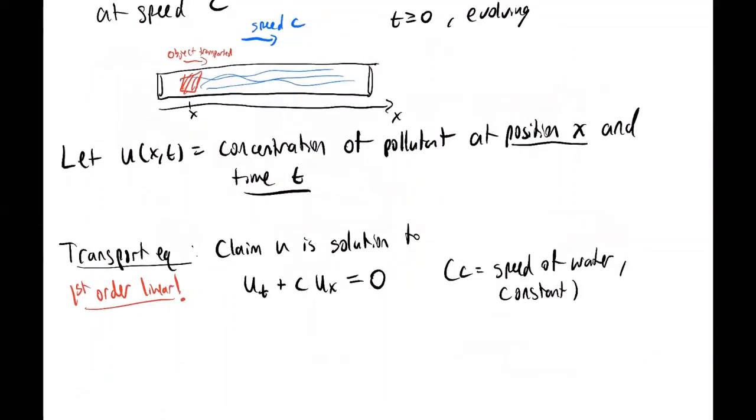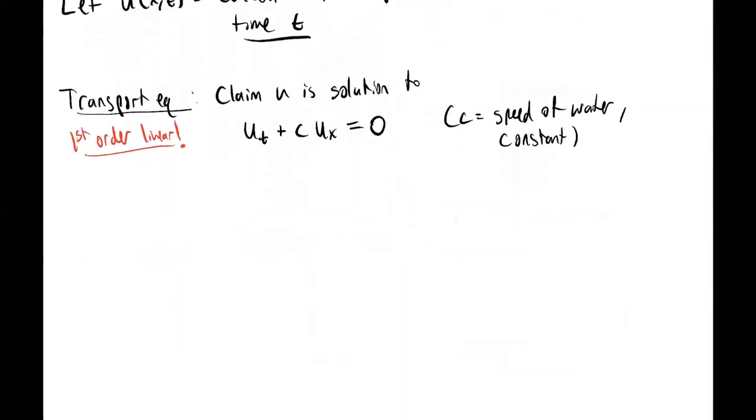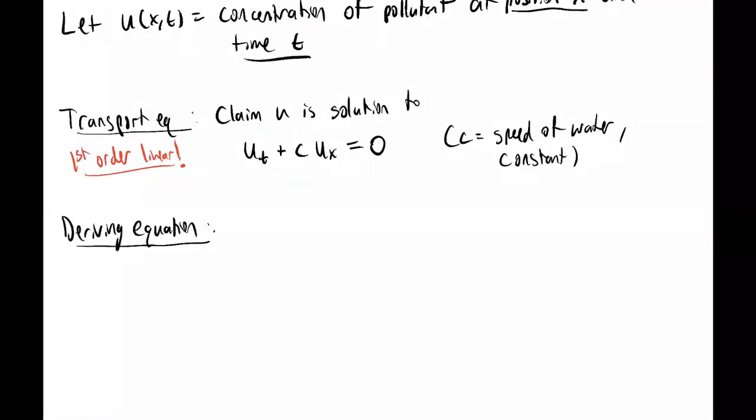Okay, and so that's what we're going to talk about now. So let's label things. Let's say I'm looking at x between 0 and some point b, right? So let's derive the equation. Right. So remember, how are we going to do this?